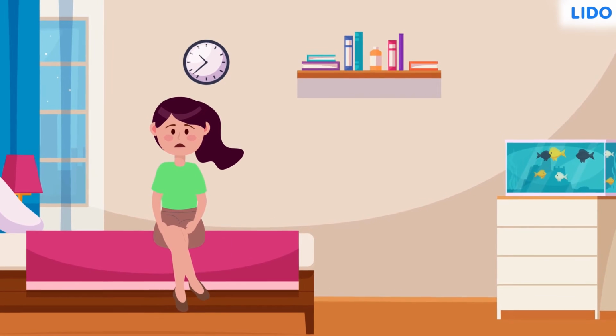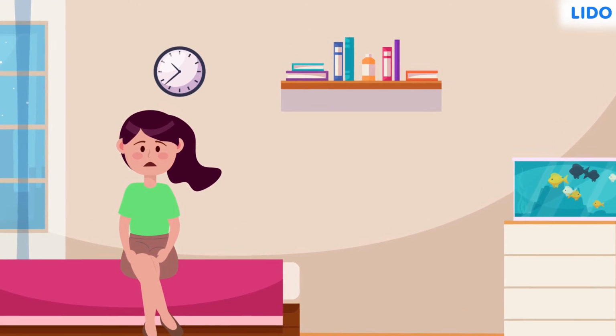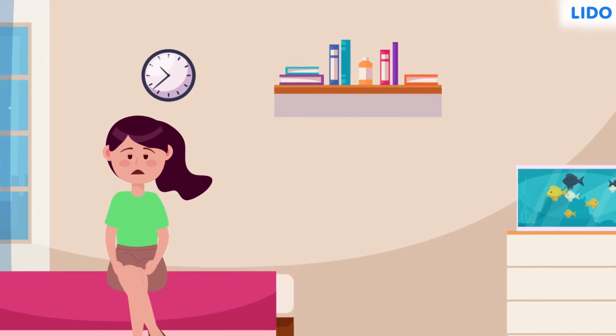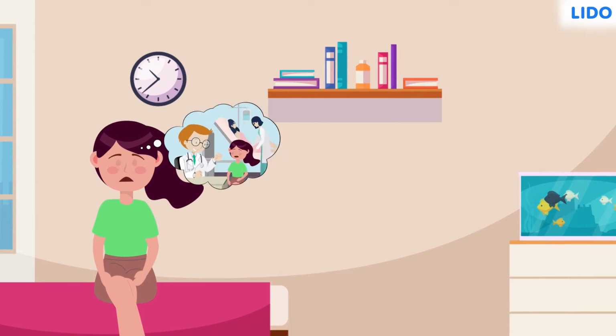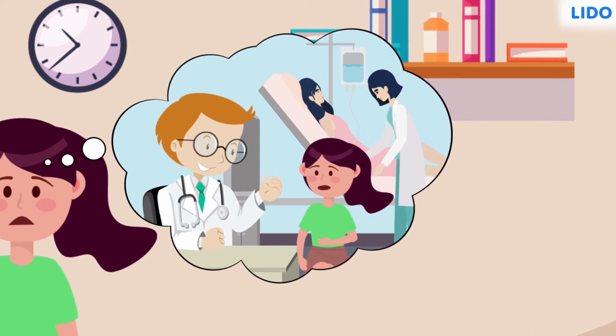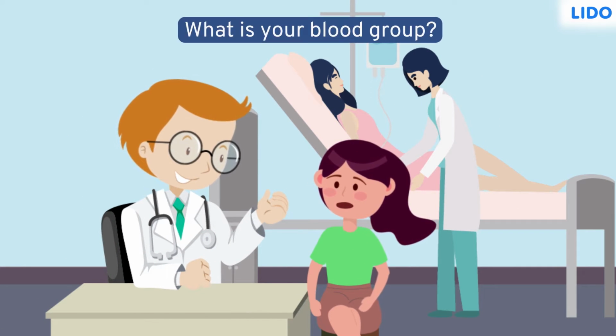One day, Radhika came back home a little disappointed. Her friend Janvi was admitted to the hospital and she needed blood. When Radhika told Janvi's father, Dr. Gupta, that she wanted to donate blood for Janvi, her father asked, "What's your blood group?" She did not know what her blood group was.